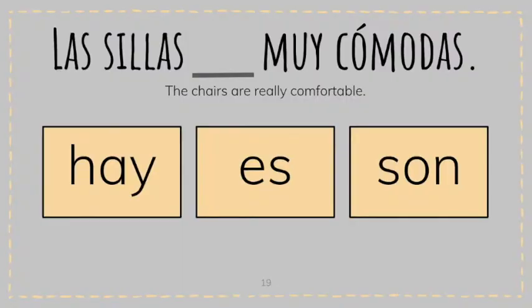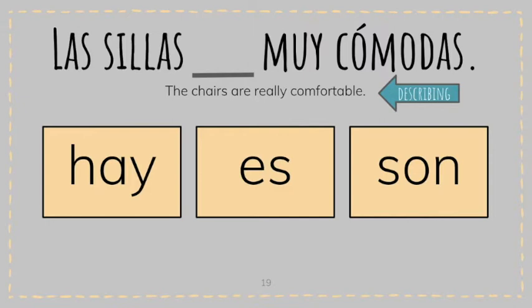Las sillas blank muy cómodas. The chairs are really comfortable. Are we trying to talk about the existence of the chairs, or are we describing the chairs? We're describing the chairs. Cómodo or cómoda is a describing word. It's also a noun, but in this case, we're talking about the chairs being comfortable. We're not saying the chairs are dressers.